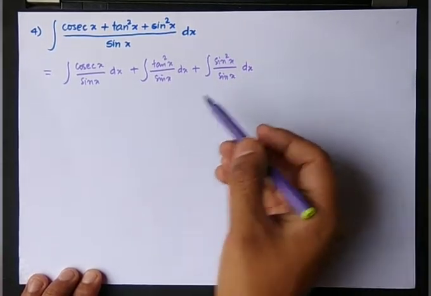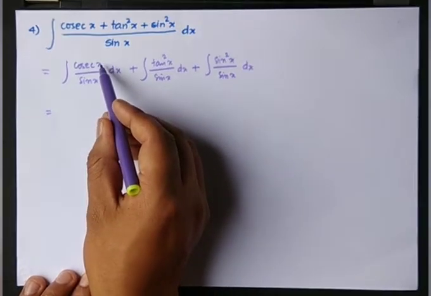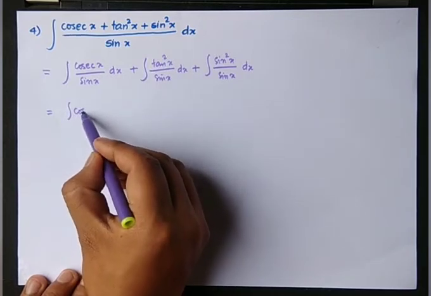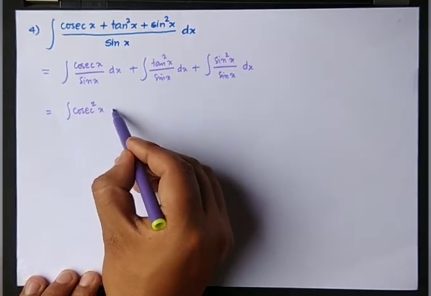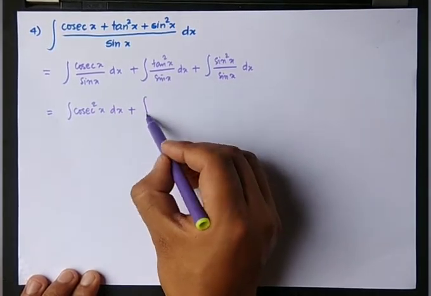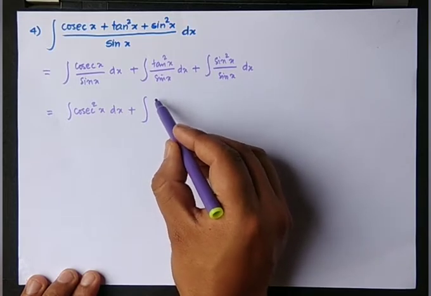Now let us simplify this. The reciprocal of sin is cosec, so when it goes up, it becomes cosec, and with this cosec it becomes cosec square x dx. Fine. Now let me simplify this further. So this can be written as tan x into tan x.